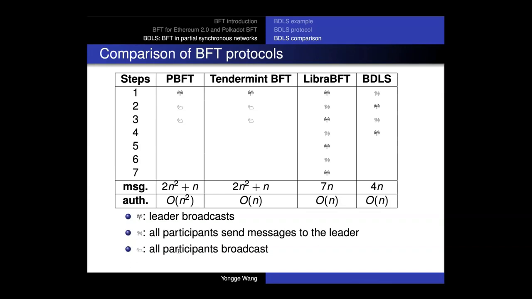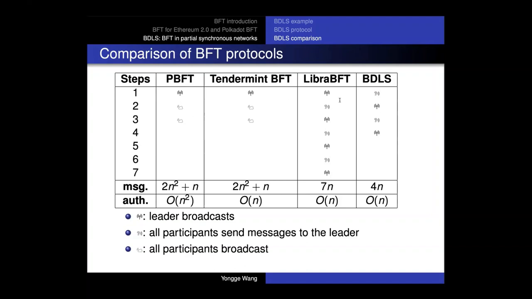And this means everyone tries to broadcast to everyone. So this is essentially for PBFT: first the leader broadcasts, and then everyone broadcasts. That's three steps. That's PBFT. And message communication is n square plus n, where n is the number of participants, and then authentication. Tendermint is similar to PBFT, but a little different because there are some reductions, some differences.